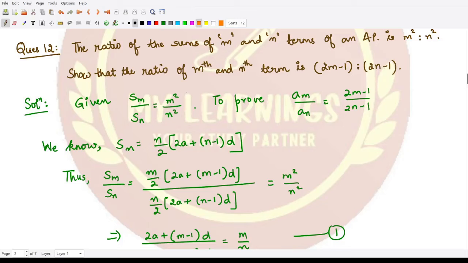So we are given this ratio, the sum of first m terms to the sum of first n terms is equal to m square upon n square, and we know this is the formula for sum. Sn is equal to n by 2 times (2a plus (n minus 1) times d), where the small a is the first term and d is the common difference.